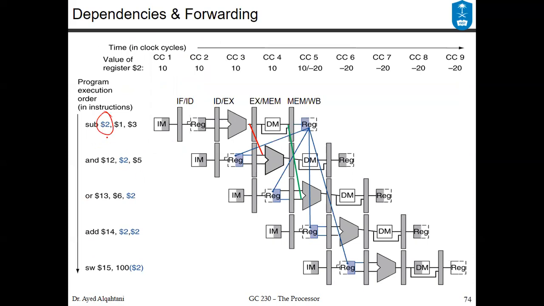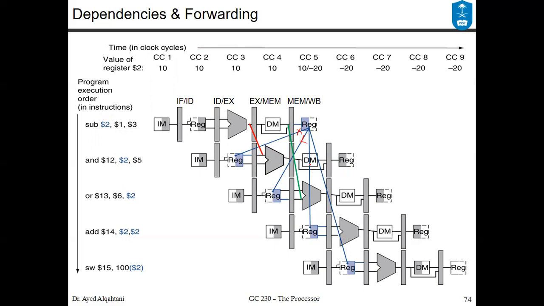To make sure that all the other instructions have the correct value of S2, we need to get it from the write back register and feed it to all the register reading stages of all the instructions. As you know, we cannot have a backward line in a timing diagram. So this is not allowed. This is also not allowed. This line here is okay.